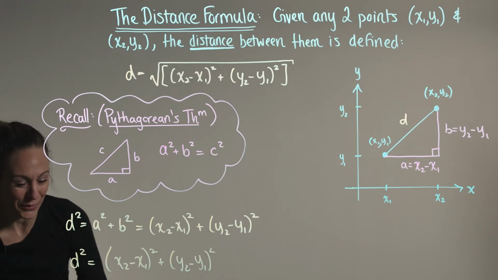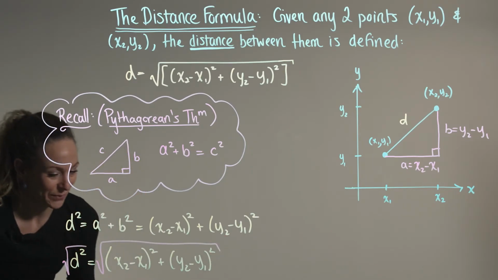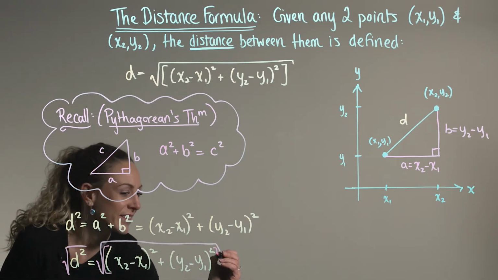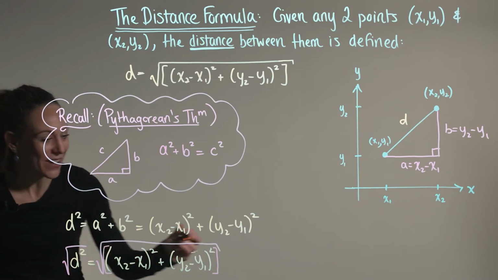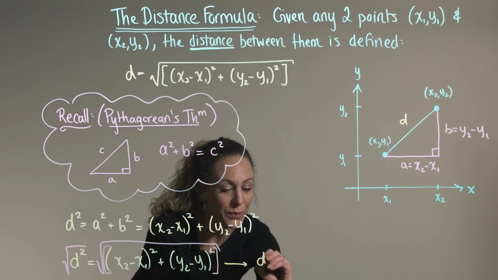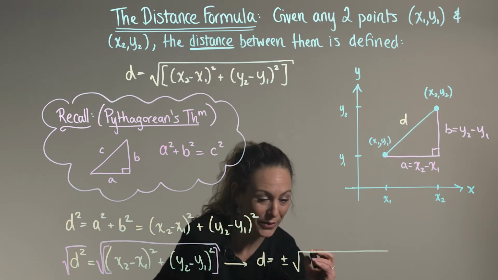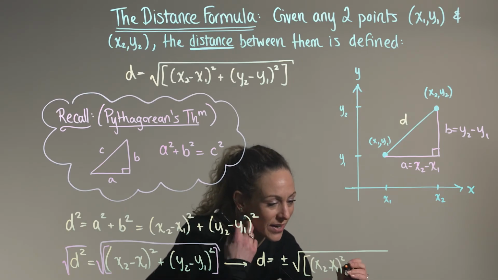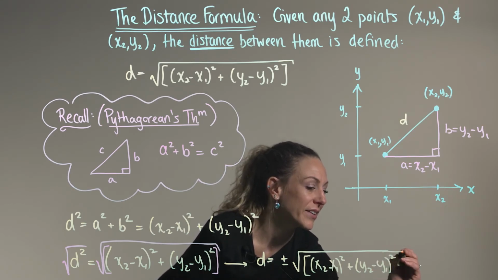So taking the square root of both sides, we can cancel out the square on d. Just be careful to incorporate your brackets here for safety. So taking the square root, the square and the square cancel each other out, and we're left with d is equal to plus or minus the square root of x sub 2 minus x sub 1 squared plus y sub 2 minus y sub 1 squared.